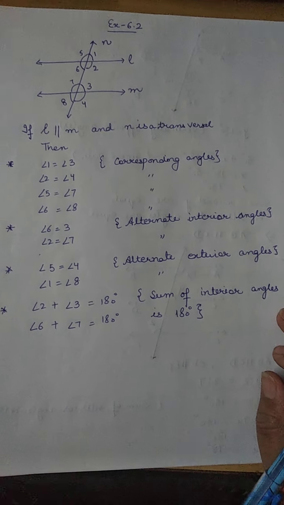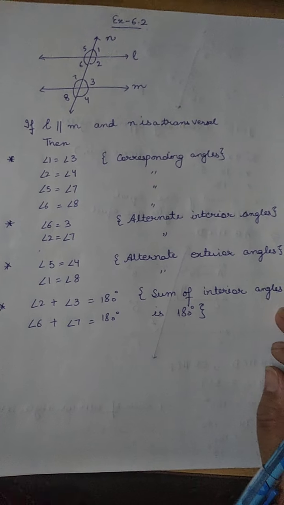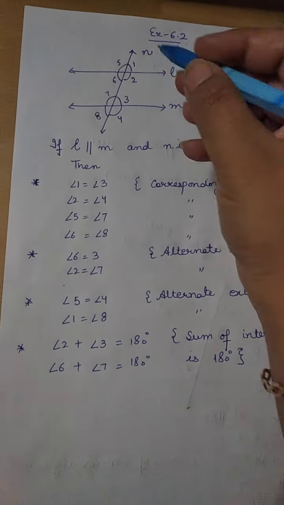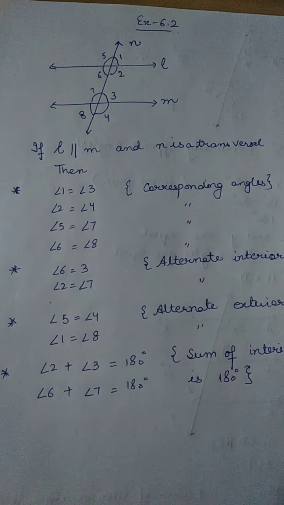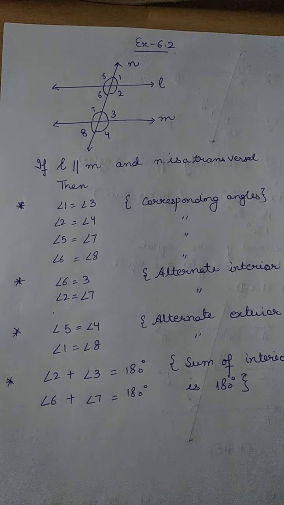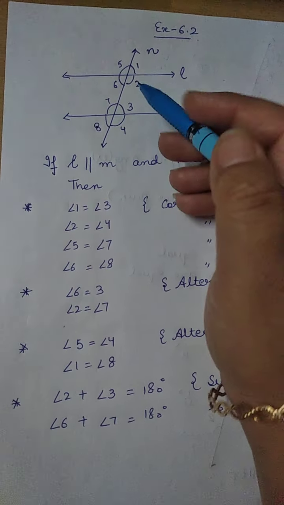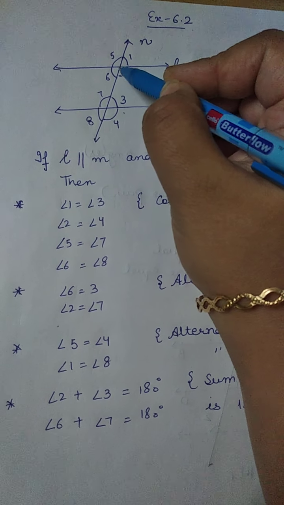Good morning, students. Today we are going to start exercise 6.2 of chapter lines and angles. Before starting this exercise, let us recapitulate some theorems related to two parallel lines and a transversal, right? Here you can see the two parallel lines, L and M. N is a transversal cutting these two parallel lines at these points.